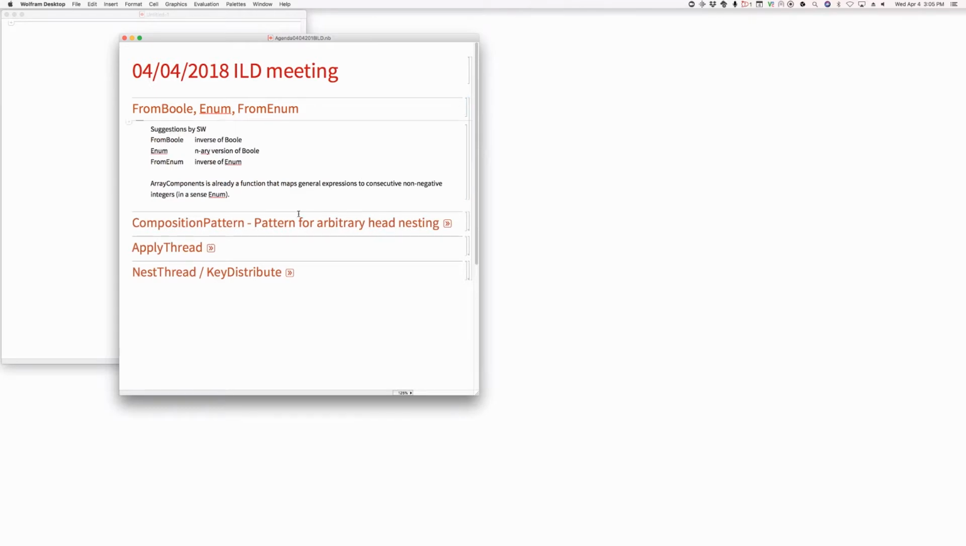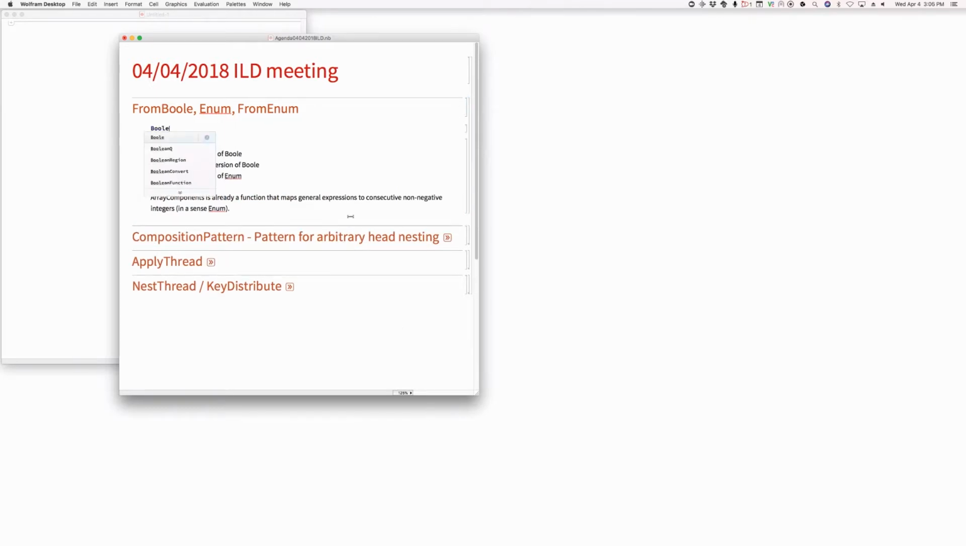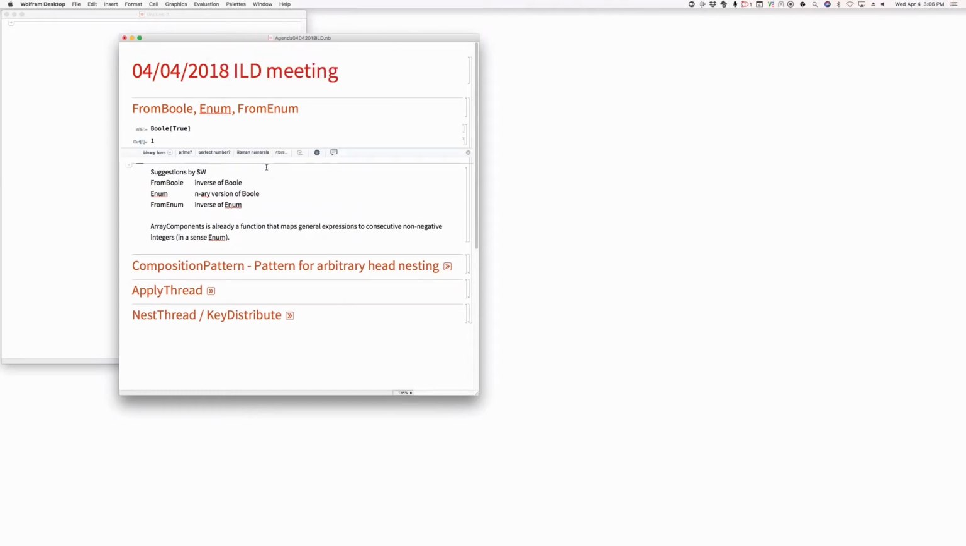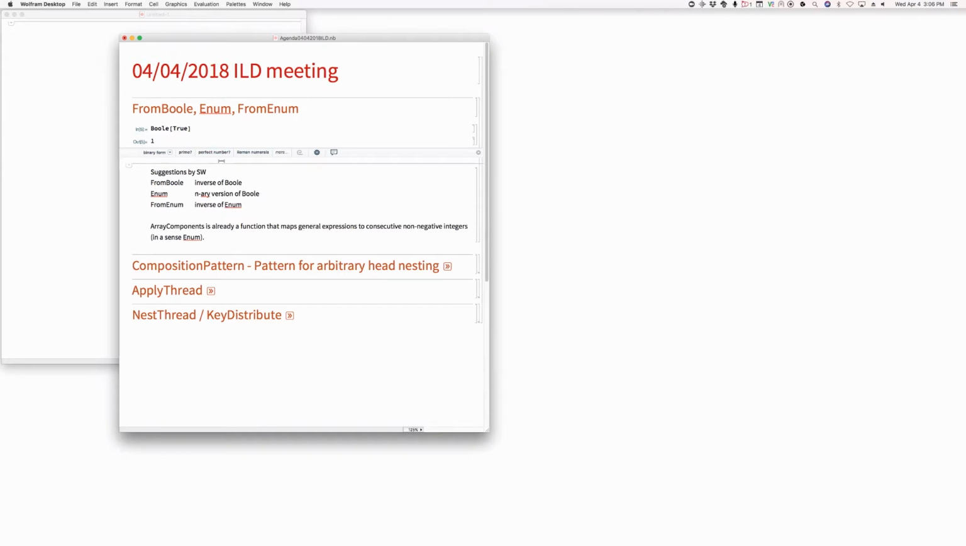All right, Will. So for millions of years, we've had this function called Bool. The question is, do we want something that goes back from 1 and 0 and turns them into True and False? I think we imagined doing this right when we invented Bool long, long ago, but for some reason, we never actually implemented it. We're going to call it InverseBool, basically. Anybody want to comment on that?